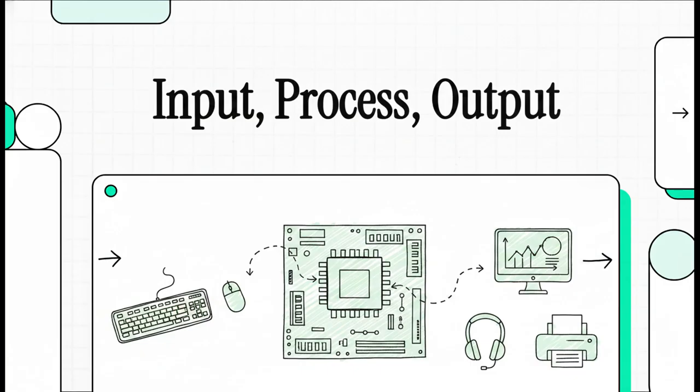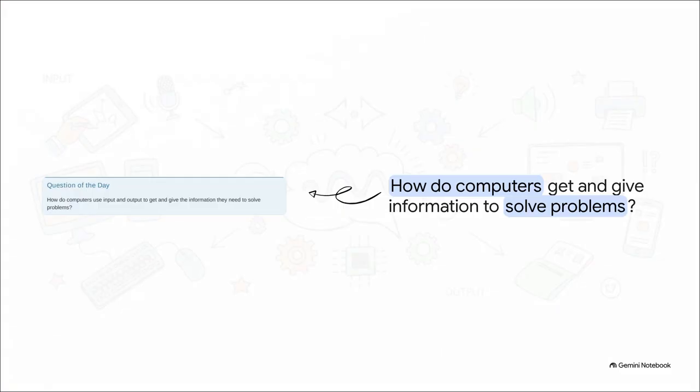We are demystifying the absolute fundamental mechanics behind literally every single piece of technology you use. We're going to look at how computers actually process information to solve our problems. It all boils down to three simple things: input, process, and output. So, how do computers use input and output to get and give the information they need to solve problems?